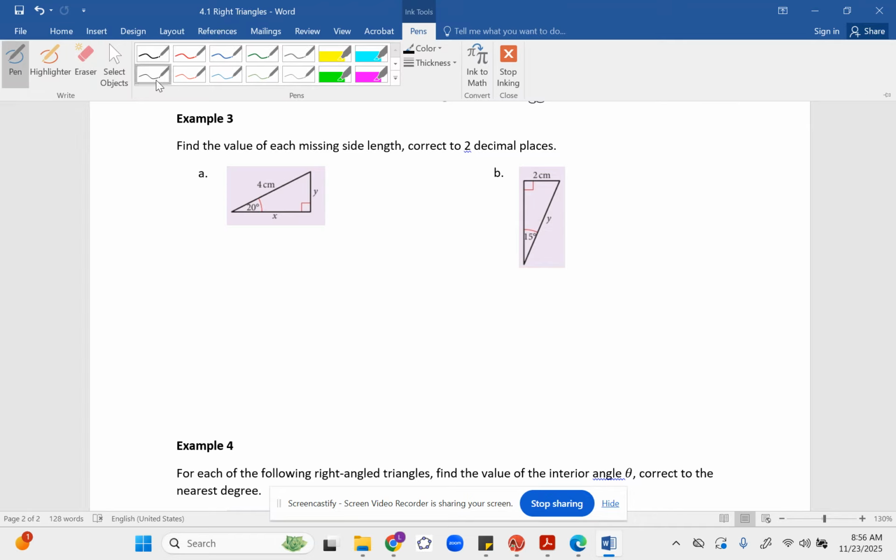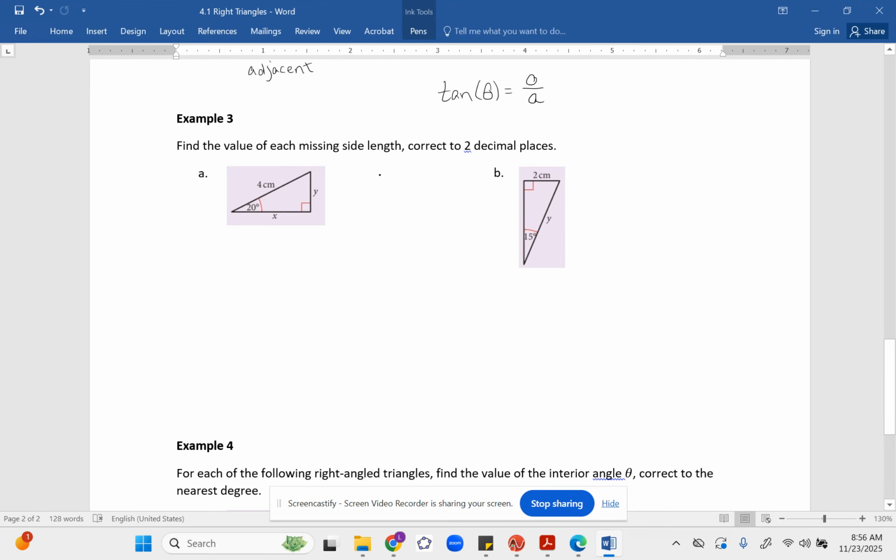Now we will use those trig ratios above to find missing side lengths. So notice down below in questions A and B number 3, we're finding missing side lengths correct to 2 decimal places. So we have a specific rounding rule.